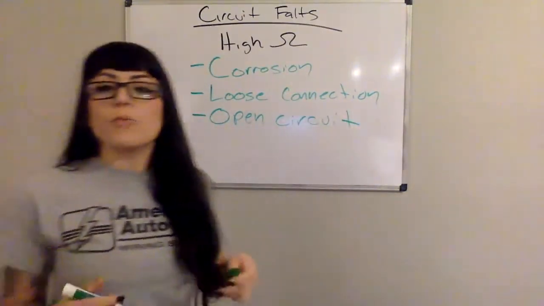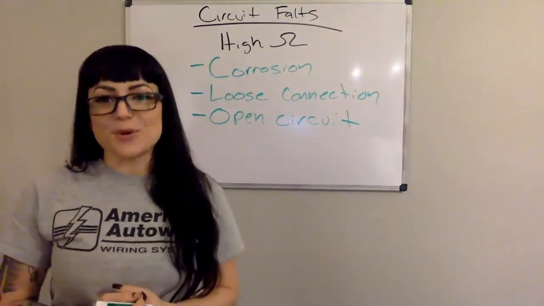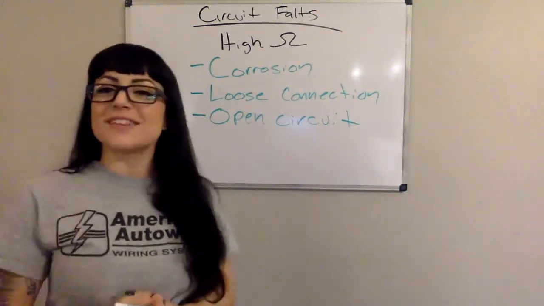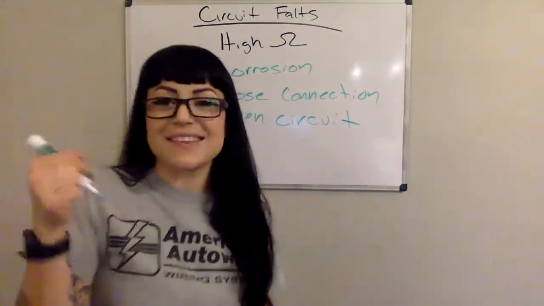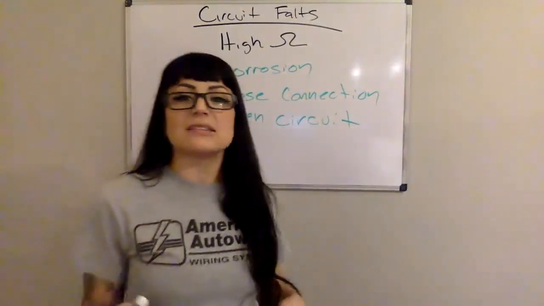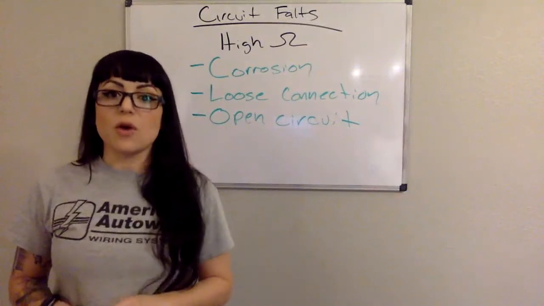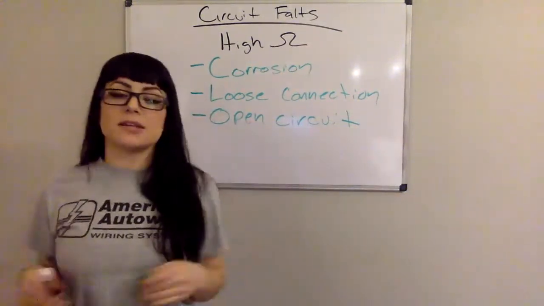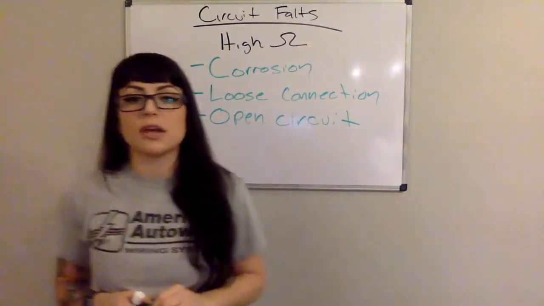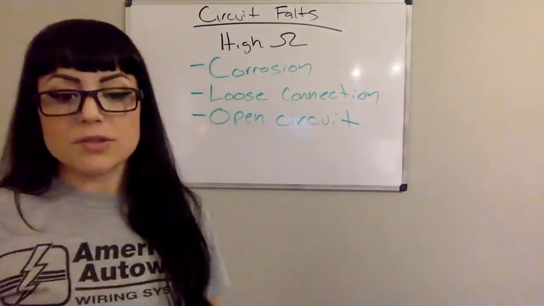An open circuit is a circuit that has no continuity. And since we've already done the groundwork and really beat you down with what continuity is, it's that continuous path for electrons to flow. When I no longer have that continuous path, we have a break in the circuit. We call that an open circuit.